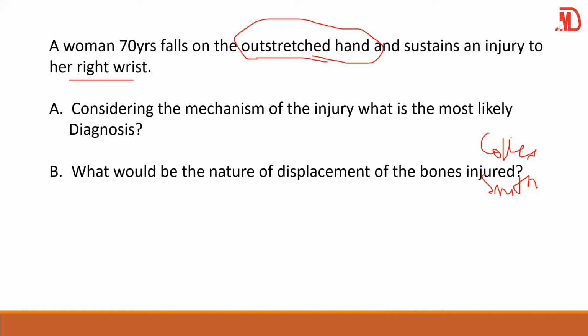So we can talk about the dorsal. The bone can be dorsally displaced, or radially displaced, or supinated. Again, dorsally, radially, or supinated.